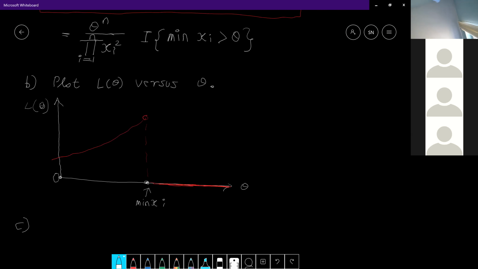Part C is to identify the largest point. So the largest point of the graph is when theta is the minimum of xi. So hence, the MLE theta hat is equal to the minimum of xi. Is that clear, guys, or no?